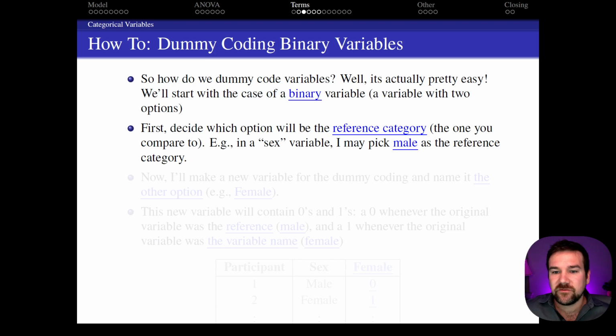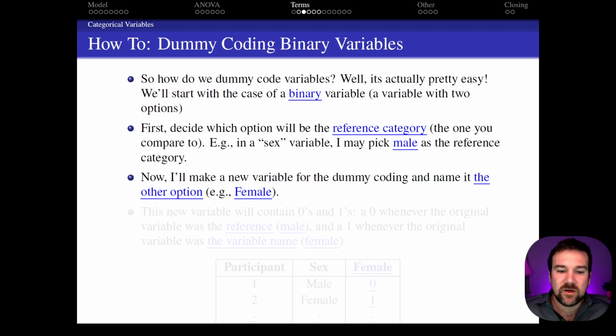All right, so first we have to decide which is going to be the reference category, the one you want to compare to. And this is actually an important decision for dummy coding variables with two options, binary variables, and when we get to dummy coding categorical variables with more than two options. Determining the reference category is important. So for a variable on sex, male, female, I might pick male as the reference category. So now if I do a comparison, female will be comparing to male.